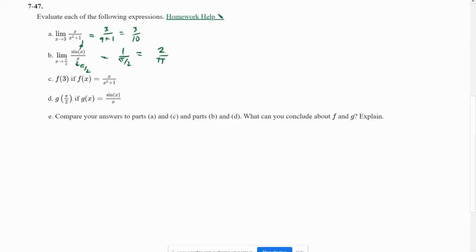Part C, find f of 3 if f of x equals x over x squared plus 1. So this is going to be very similar to A. So f of 3, we're just replacing all the x's with 3. So 3 over 3 squared plus 1, that's 3 over 10. Okay, and same thing for D. G of pi over 2 equals sine of pi over 2 over pi over 2, which is 1 over pi over 2, or 2 over pi.